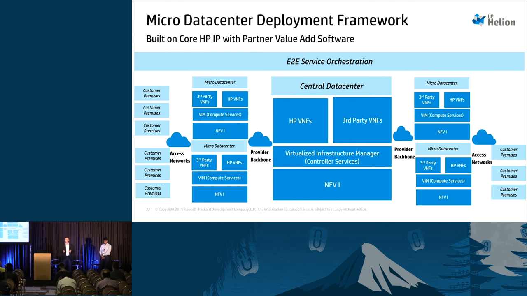So typically what you're going to have, and this is what most of the carriers are, is one or more central data centers. Quite likely, most of them have at least two to provide redundancy. But you're going to have a central data center. And then between the central data center and the customer prem, you're going to have another set of data centers, which we are calling micro data centers.